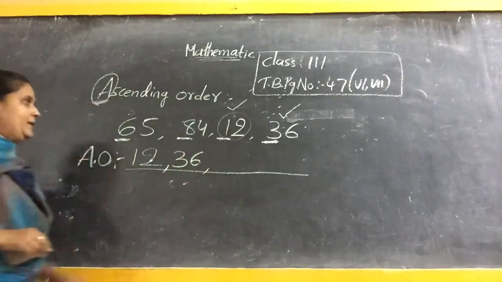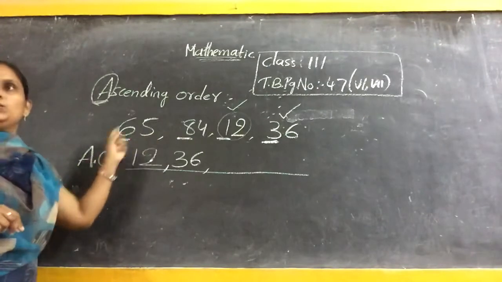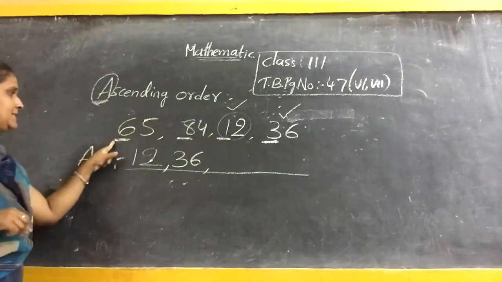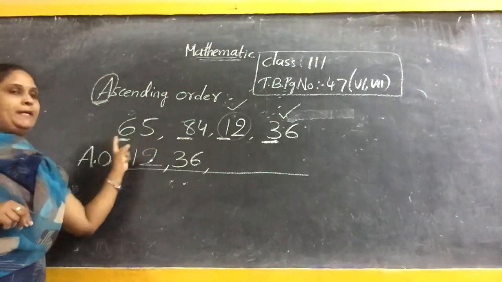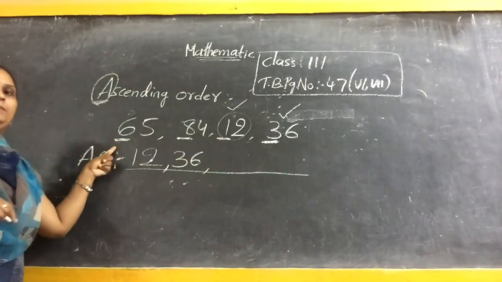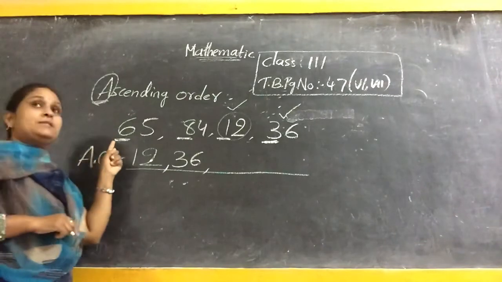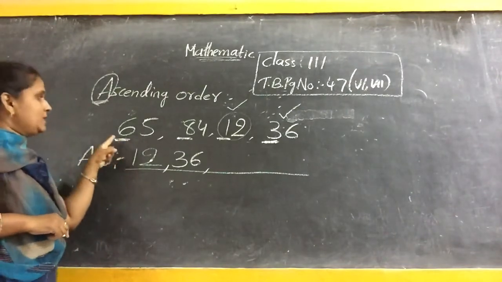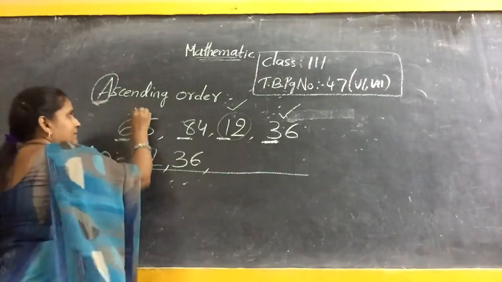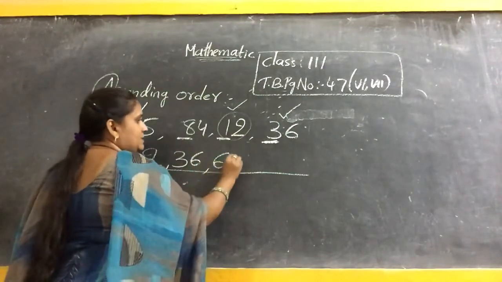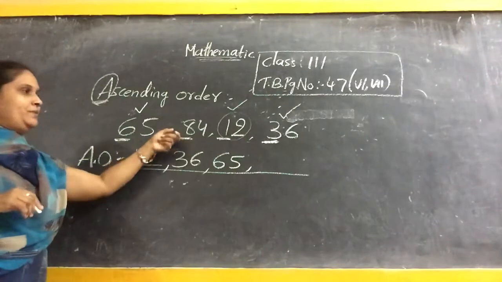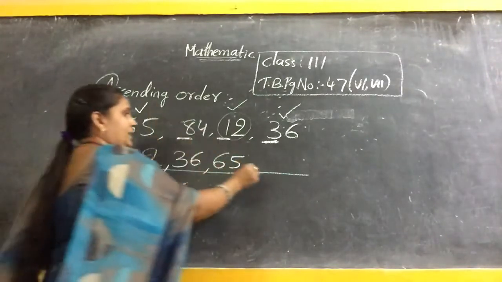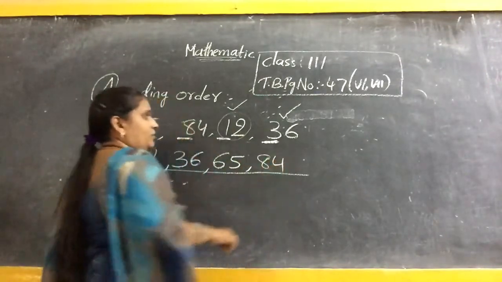And put comma. Next, in these 2 numbers, one is 6 and one is 8. In these 2, which is the small number? Tell me which is the small number. Yes, 6 is the small number. So 6, 5, 65. And last, what is left over? Big number, 8. 8, 4, 84.